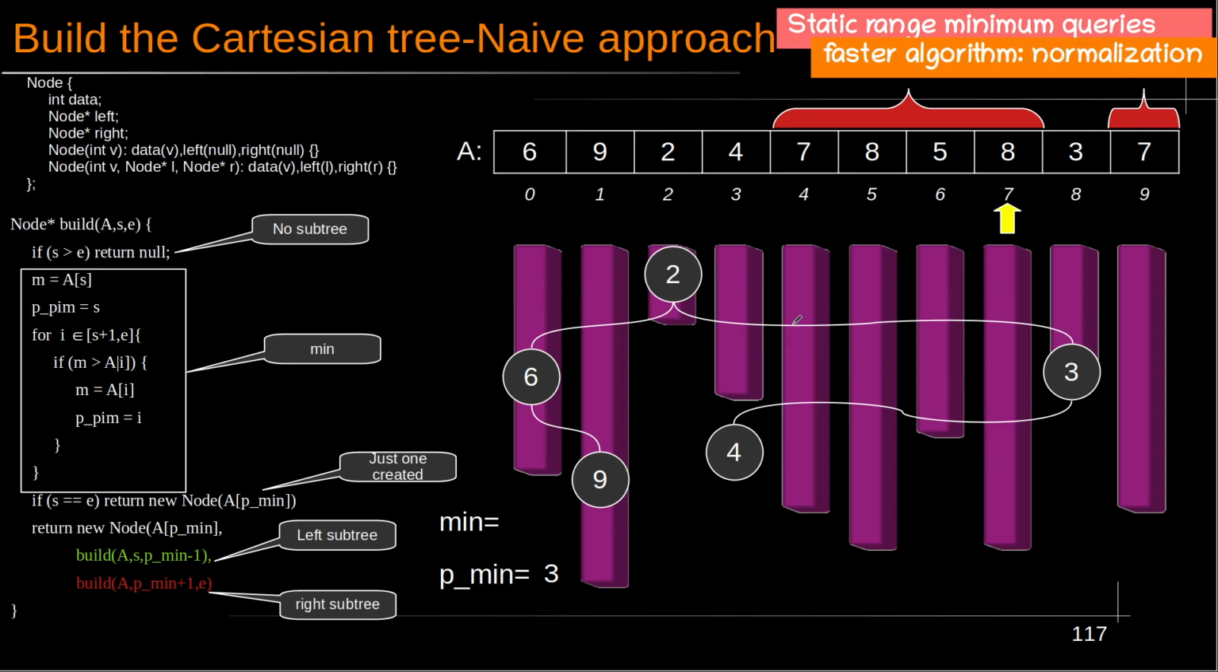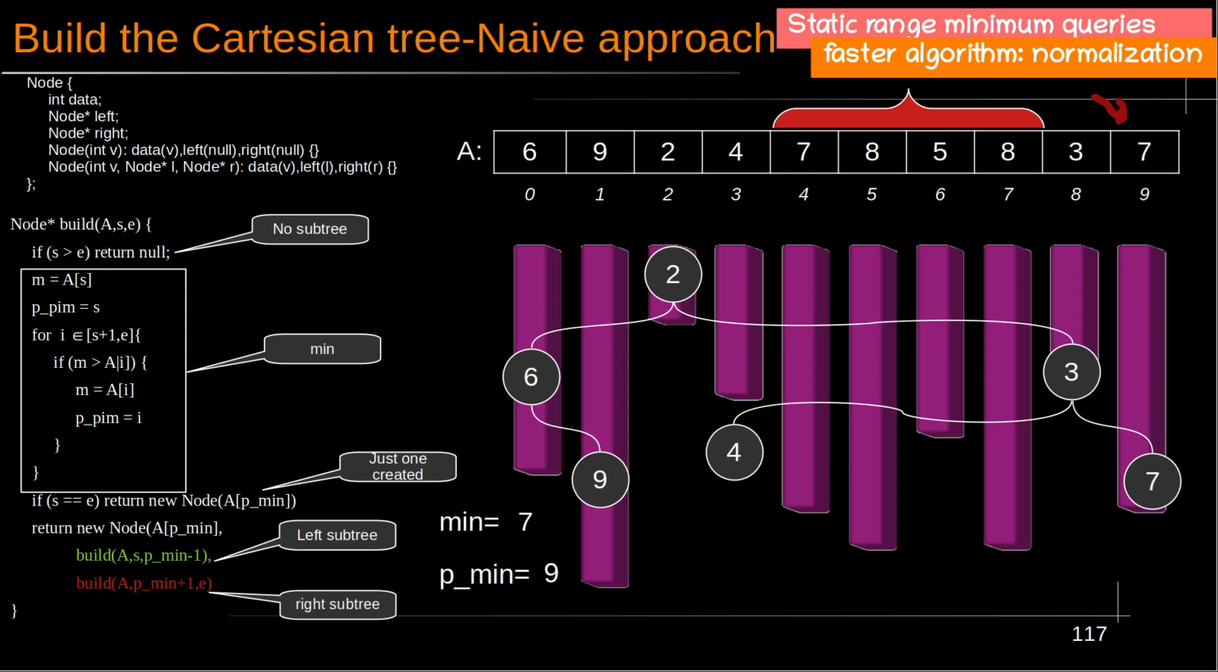Now we come back to this call, which means the right subtree of 3. We assume the minimum is 7 at position 9. So we have just one node here, so just create it, and this is our right subtree.